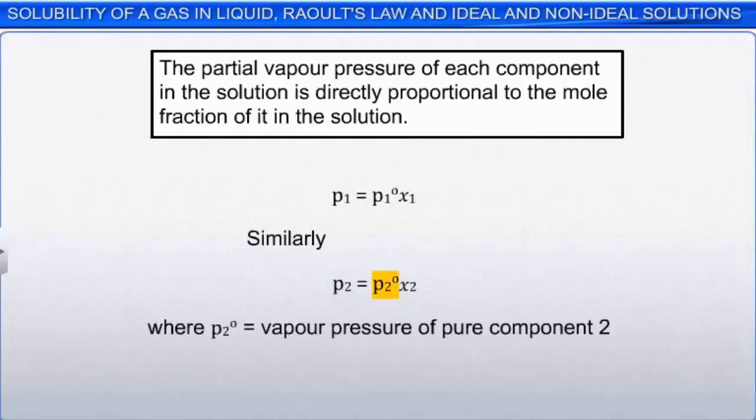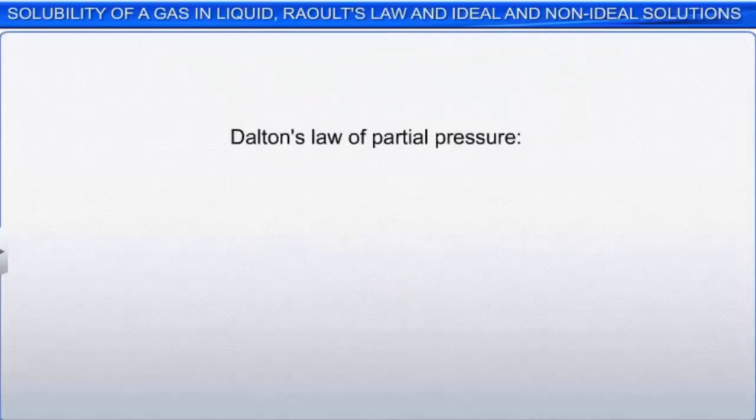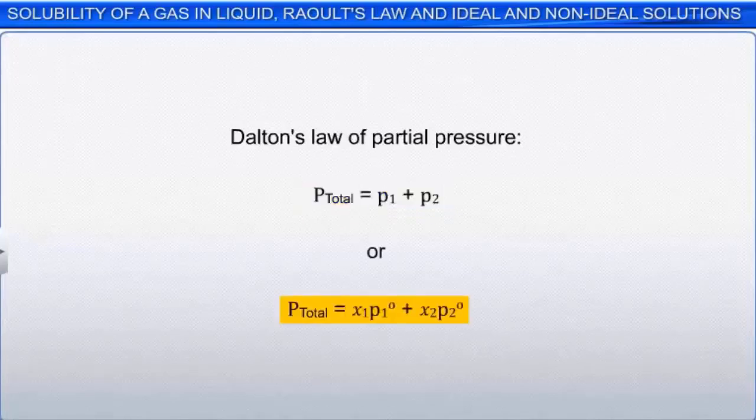the pure component 2. Now, if you apply Dalton's law of partial pressure, the total vapor pressure of the mixture would be equal to the sum of the individual partial pressures of the components 1 and 2. That is, P total is equal to P1 plus P2, or P total is equal to X1 P1 naught plus X2 P2 naught. Let this be equation number 1.